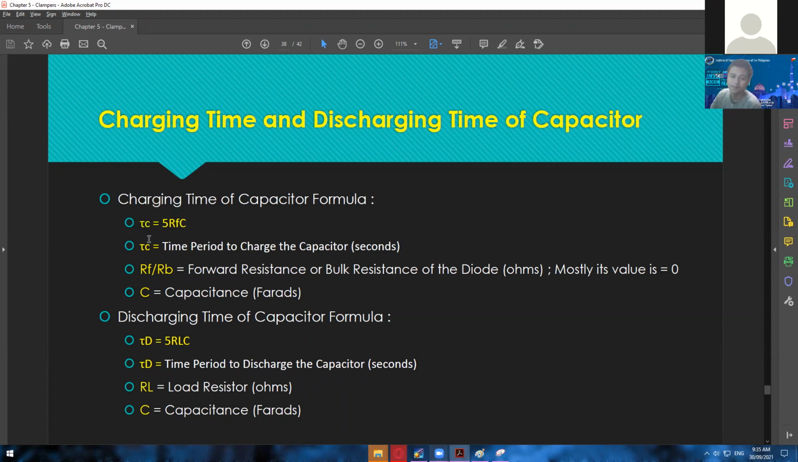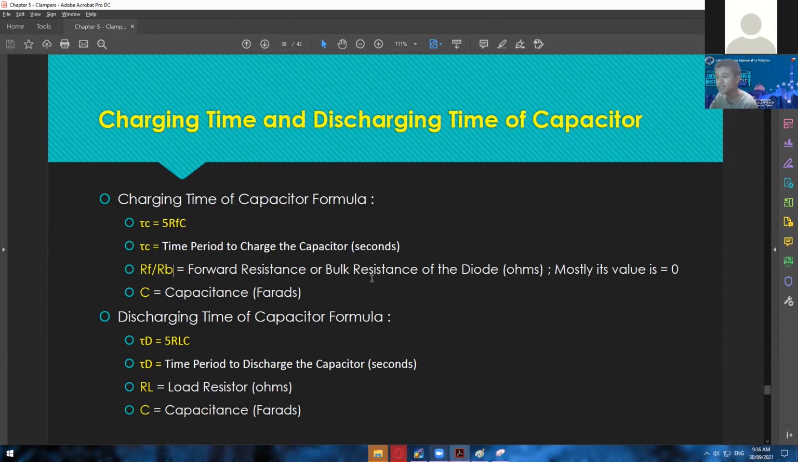So tau C is charging time, and the formula for that one is 5 times RF times C. Okay, so RF is the forward resistance or the bulk resistance. A while ago, you guys learned that the reference voltage is equal to the bias voltage. In here, we have another terminology, which is the forward resistance.